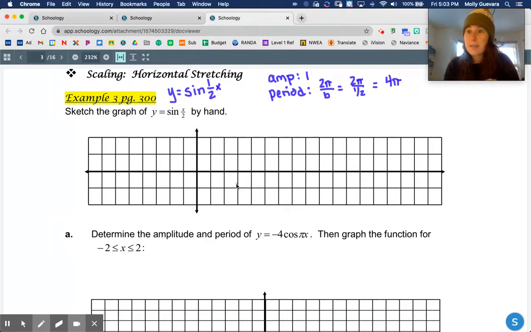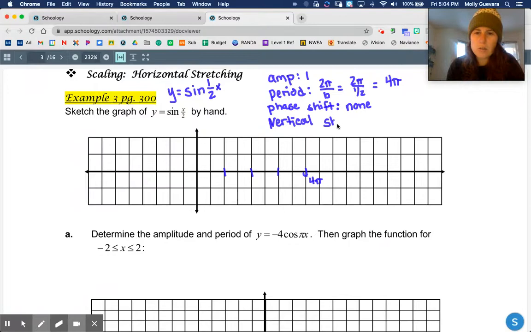Okay, so what this means, it's not going to change the way I graph. The only thing it's going to change, I'm going to write my 4 tick marks. The only thing it's going to change is instead of the fourth tick mark being 2 pi, now it's going to be 4 pi. That's literally the only difference, okay? And then just for the sake of consistency, there is no phase shift here because there is no plus or minus inside the sine function. And there is no vertical shift because there is no plus or minus outside the sine function.